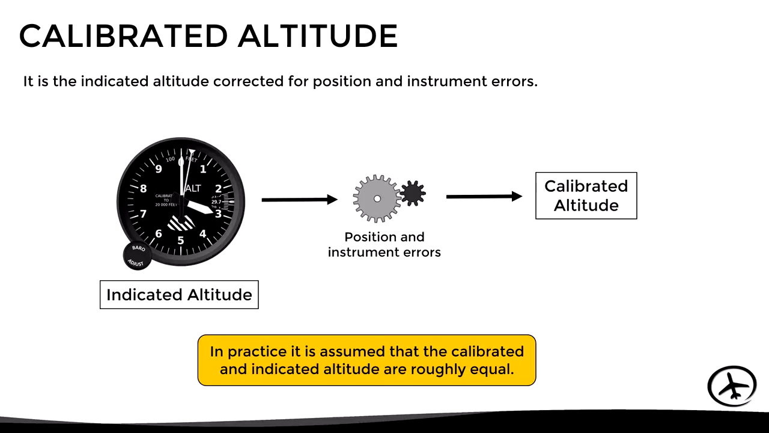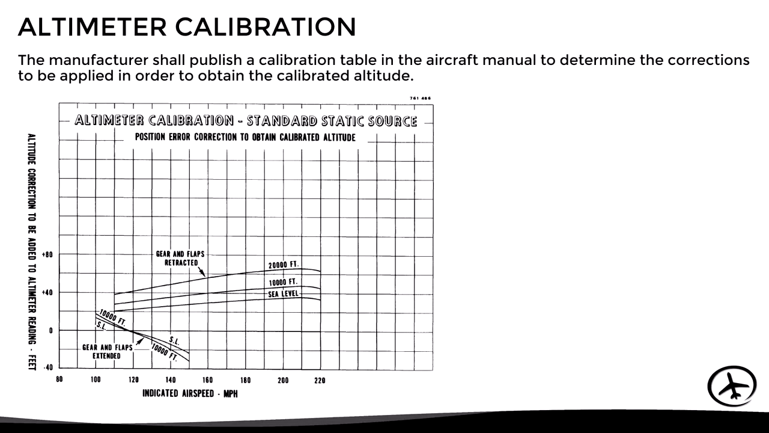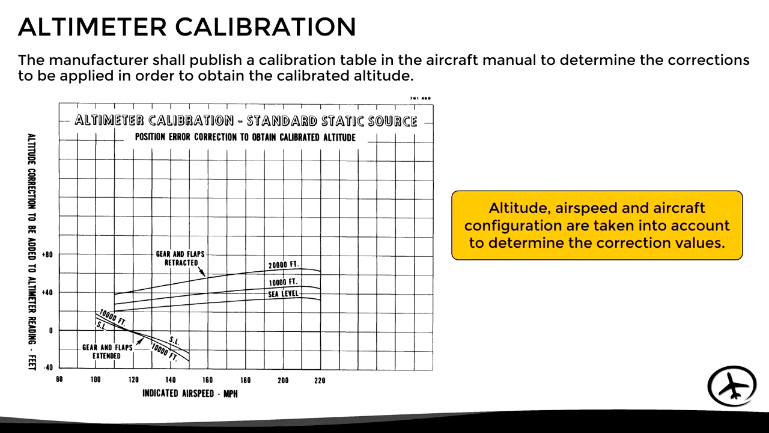Now, you might be wondering, how do we apply the corrections for instrument and position errors to obtain the calibrated altitude? Well, the manufacturer publishes an altitude calibration table in the aircraft manual, which specifies the corrections to be applied in order to obtain the calibrated altitude. In this table, altitude, airspeed and aircraft configuration are taken into account to determine the correction values as we can see.